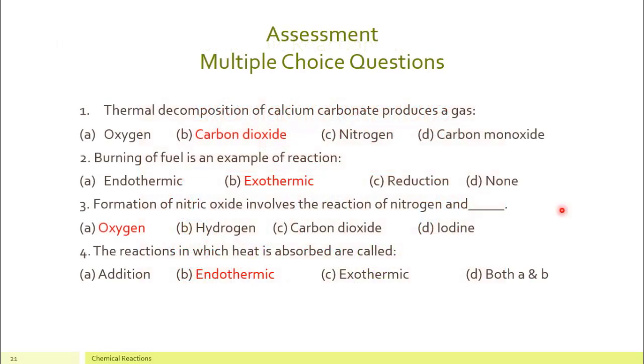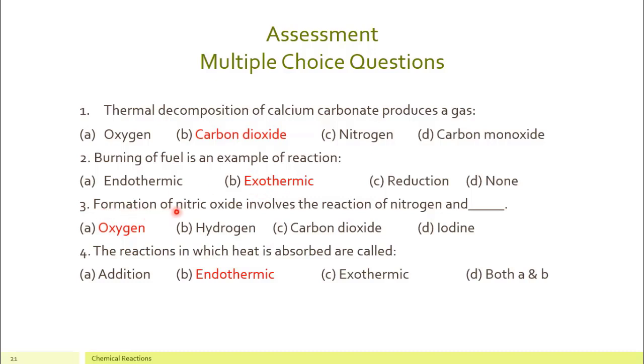Students, now we are going to do some multiple choice questions related to this topic. Number 1, thermal decomposition of calcium carbonate produces a gas. The options are oxygen, carbon dioxide, nitrogen, or carbon monoxide. The correct answer is carbon dioxide. Number 2, burning of fuel is an example of reaction. Endothermic reaction, exothermic reaction, reduction reaction, or none of these? The correct answer is exothermic reaction.